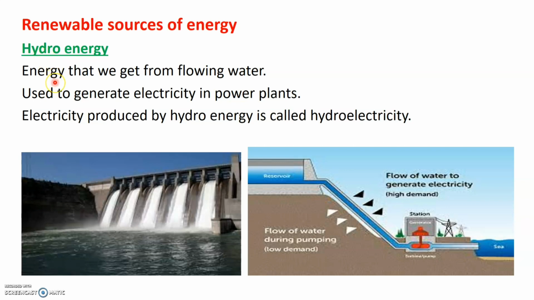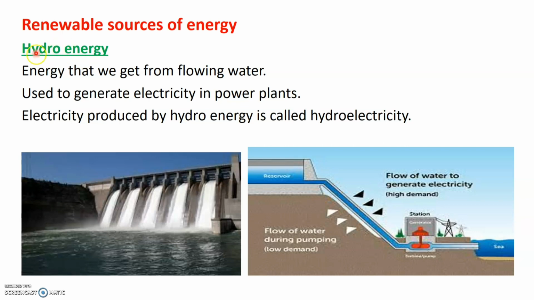Hydro energy is the energy that we get from flowing water. Now this hydro energy is used to generate electricity in power plants. As you can see here, energy is produced in the case of water that is flowing from a great height, as you can see here in the picture. So this fast movement of water produces an energy, and that energy is known as hydro energy.